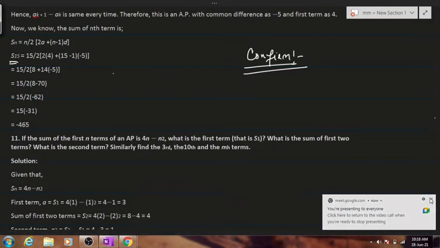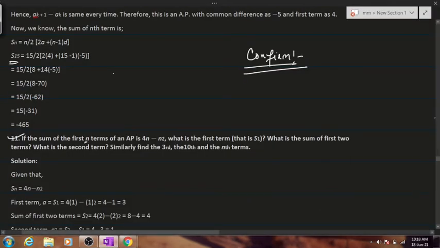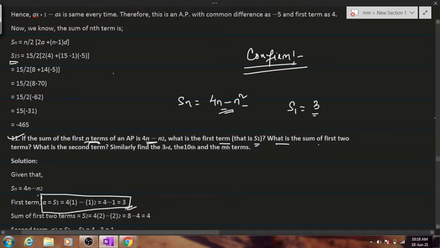Okay then, question number 11 now. If the sum of first n terms of an AP is this much, okay? Sn has been given to us as 4n minus n square. What is the first term, that is, S1 you have to find out. Clear? First find out S1, tell me the value for S1. Put n equals 1, will it come out to be 3? See, a is equal to 3, yes or no?